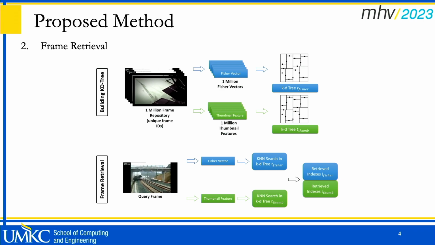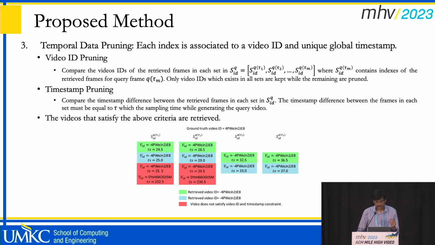So let's say we have a query frame, and then we compute its Fisher vector, and we get the thumbnail feature out of that frame. Then we can search the KD tree with k nearest neighbor, and both the query trees will give us the indexes of the frame IDs that it retrieved. And then we will use these retrieved frame IDs to prune the video frames for the accurate video retrieval. This is the final part of the proposed method, called the temporal data pruning strategy.